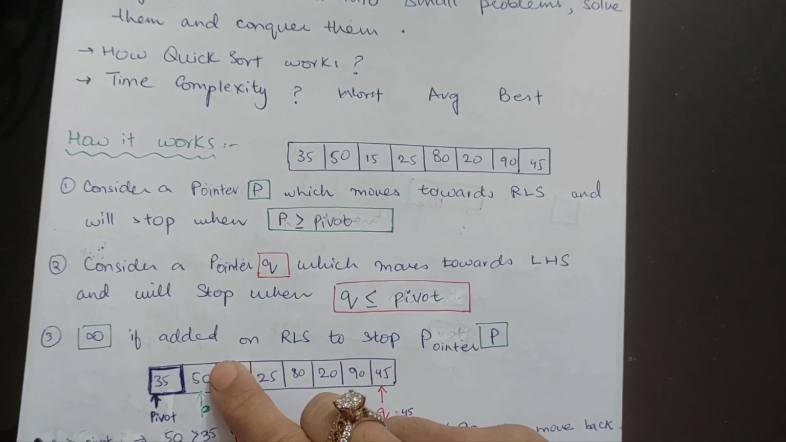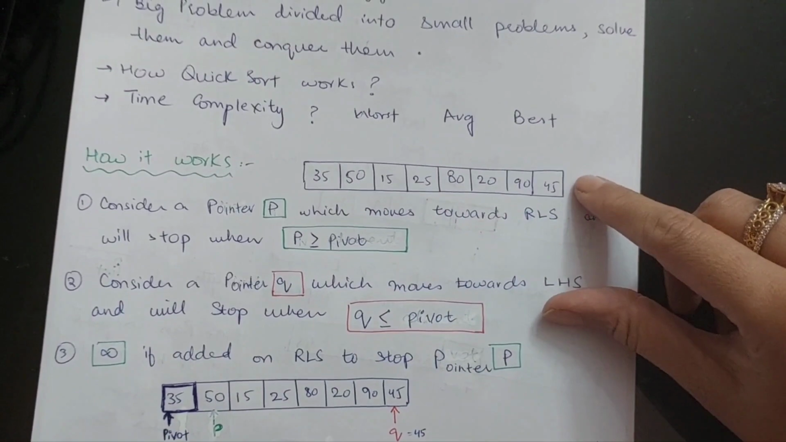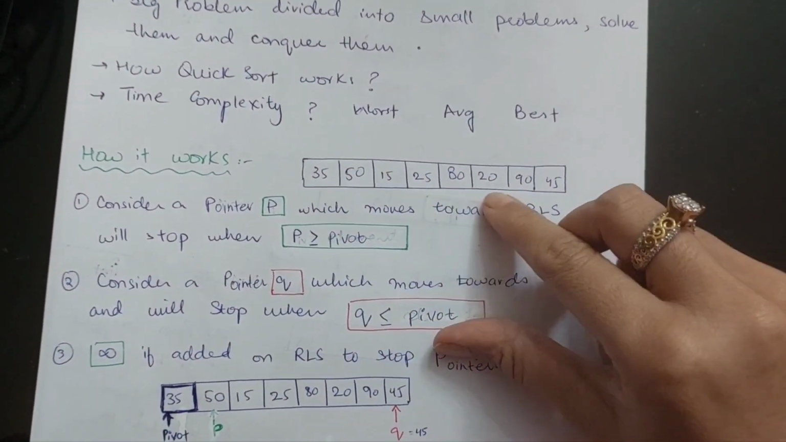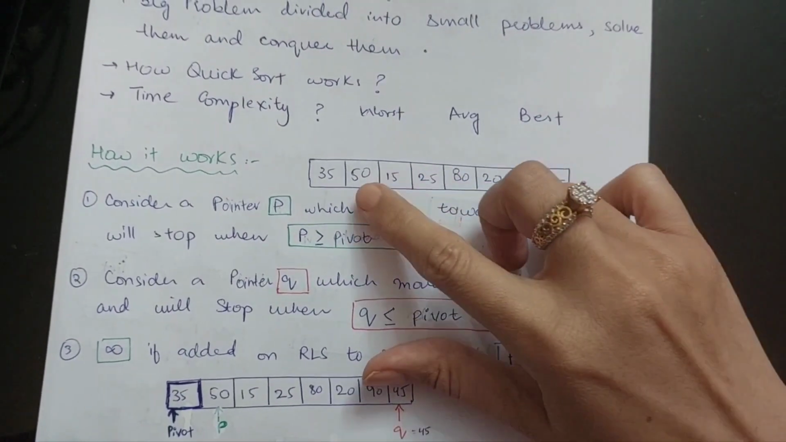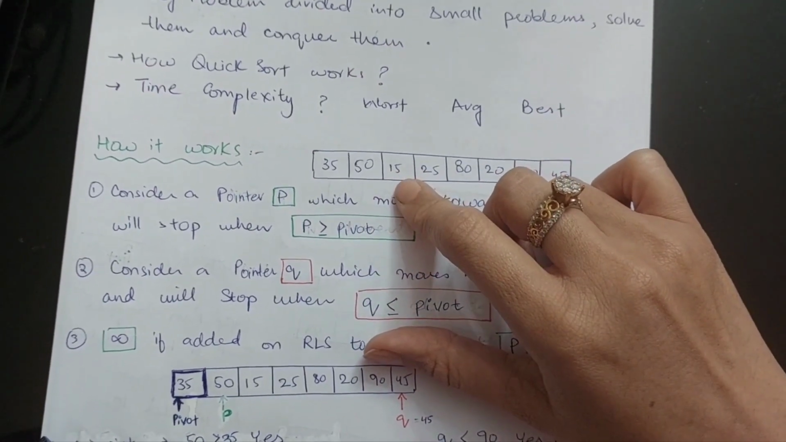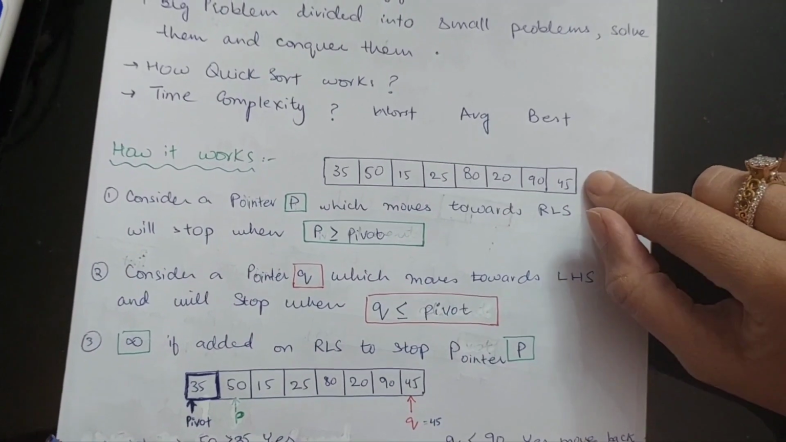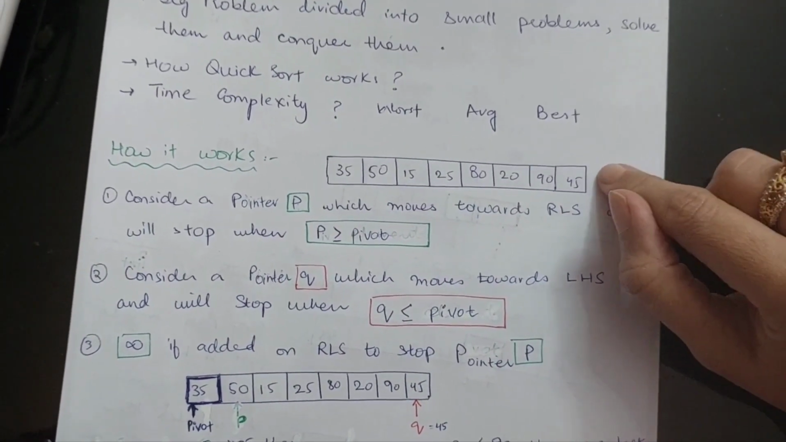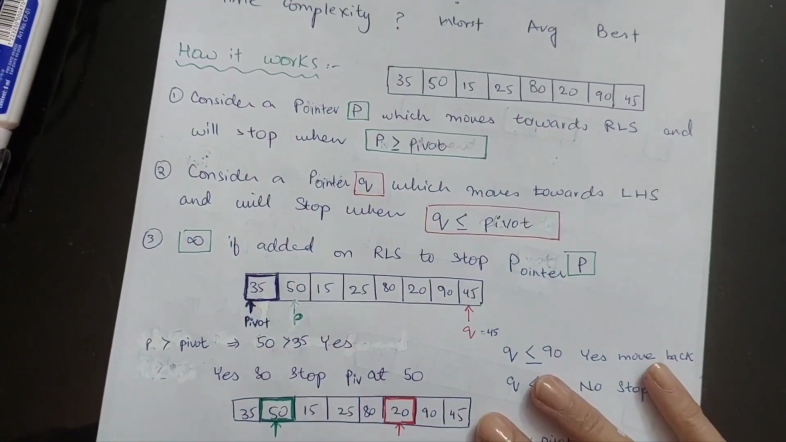Another important point is that you will add infinity on the right hand side. You will add infinity here, because if your pointer is going and going and making comparisons and it is not stopping anywhere, because it is not larger than your pivot, then you have to add an infinity so that you can stop your pointer. So in this question we will be adding an infinity on this right hand corner. Okay, so now let's start.